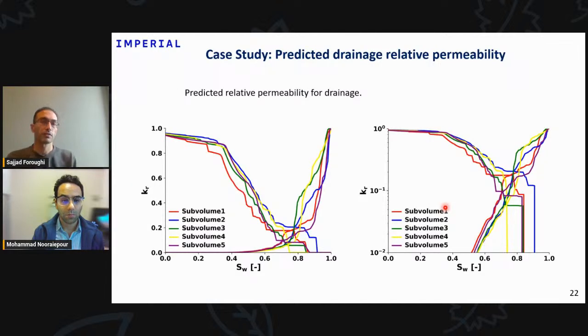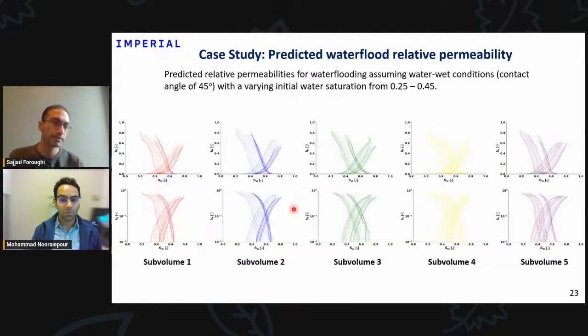Here is the result of the relative permeability. This is the predicted result for these five subvolumes, and as I said, we don't have experimental results, so it's just a prediction. And the last case is what will happen if we change the saturation at the start of water flooding for this subvolume.